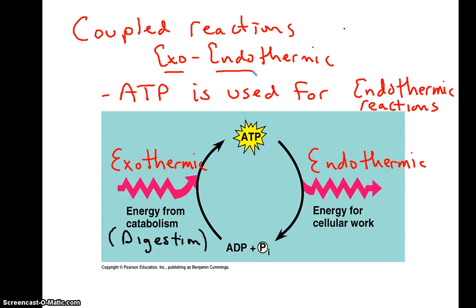So if we start over on the left, we have an exothermic reaction. So that's energy from catabolism or digestion. It provides the energy to produce ATP. ATP is then used by the body for endothermic reactions and this idea of cellular work, so mechanical, transport, and chemical. ADP is produced from that, which is then recycled by other exothermic reactions, and we have this cycling of ATP and ADP that powers human metabolism.